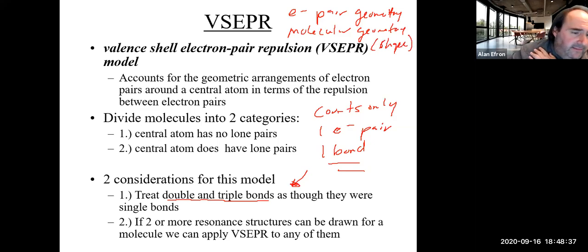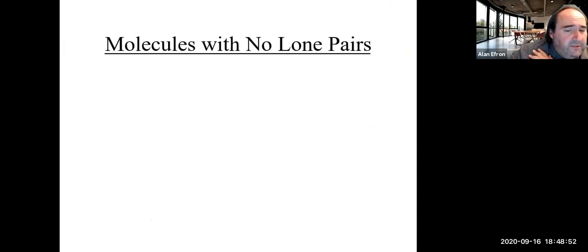So there's two types of names. One is electron pair geometry, which describes how the electrons are arranged around the central atom. And one is the molecular geometry, or shape, the overall three-dimensional shape of the entire molecule. Sometimes those names are the same, and sometimes those names are different.